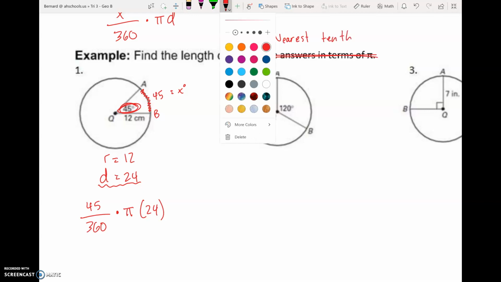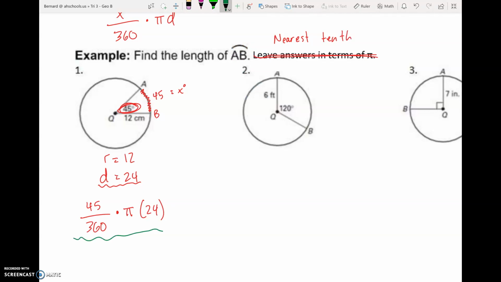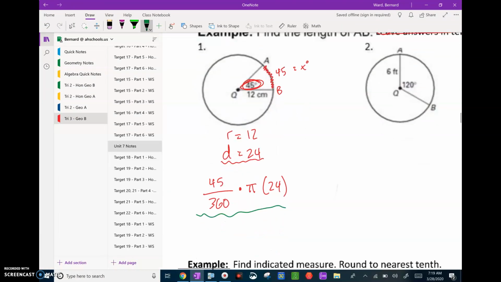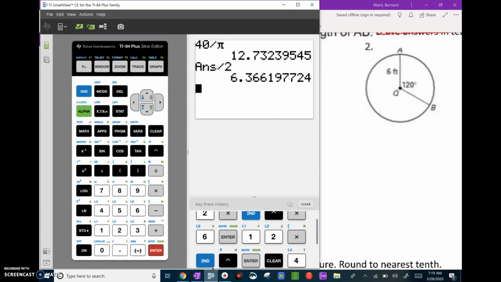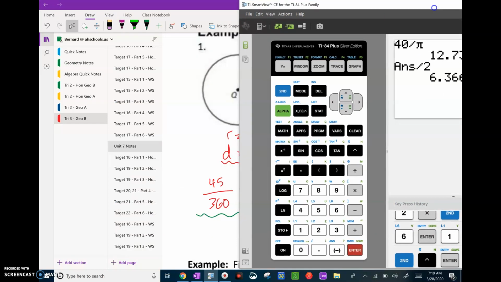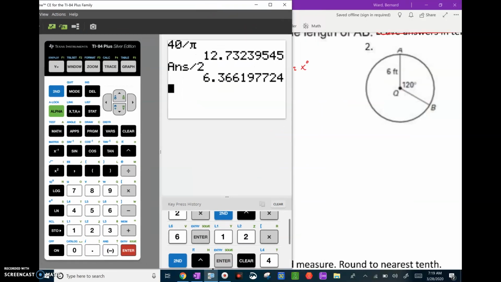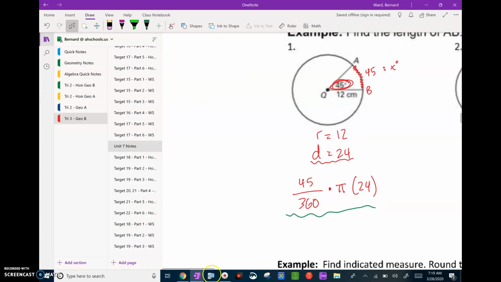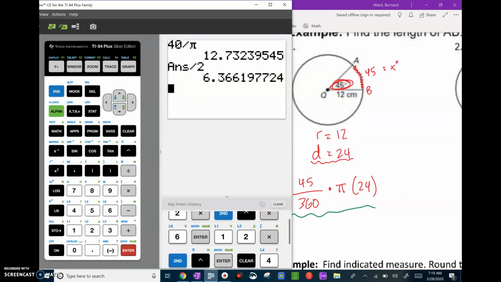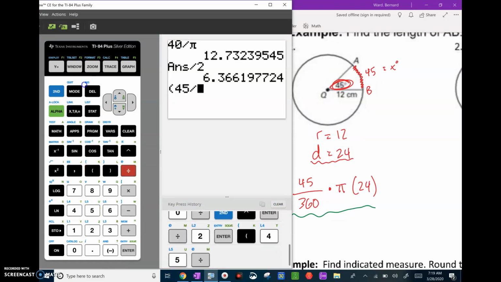And so what we have to do is just type this into our calculator. Now I want to walk you through that because I want to talk about this fraction, the 45 divided by 360 part. When we type that into our calculator, let's make sure we put that in parentheses. We'll start with parentheses, do 45 divided by 360, close the parentheses, and then do times pi times 24. And that'll be our answer.